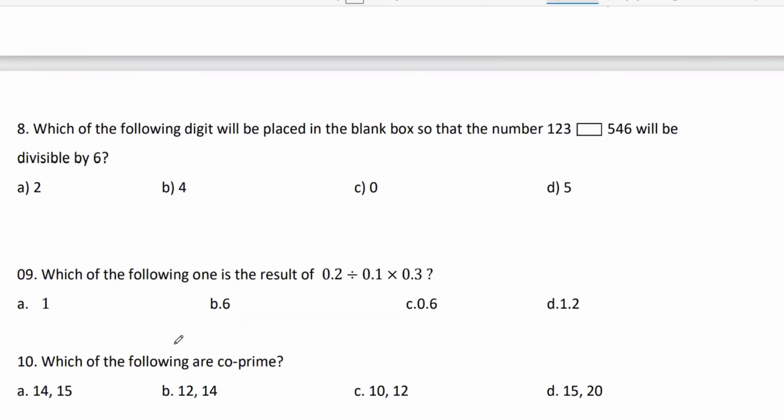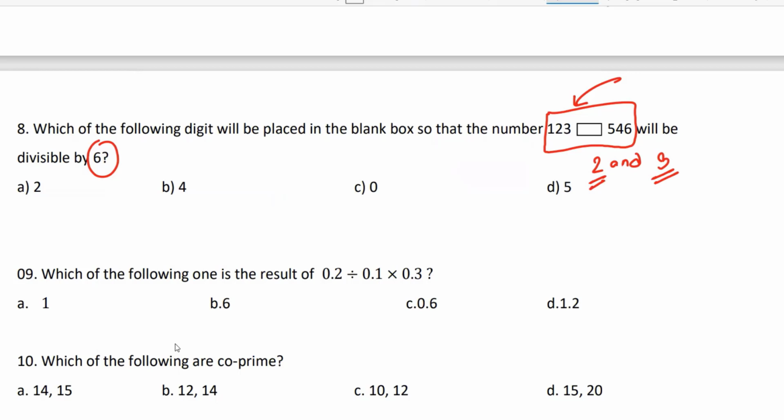Here in question 8, which of the following digits will be placed in the blank box so that the number will be divisible by 6? Another most important question. For the divisibility rule of 6, a number is divisible by 6 whenever it is divisible by both 2 and 3. So the number must be divisible by 2 and 3. That's why the whole number is divisible by 6. This is the condition. To be divisible by 6, it has to follow two steps: first it should be divisible by 2, and it should be divisible by 3. Then the whole number is divisible by 6.